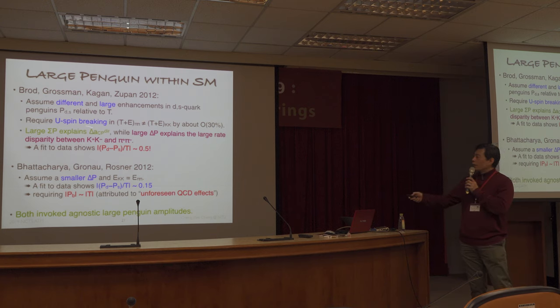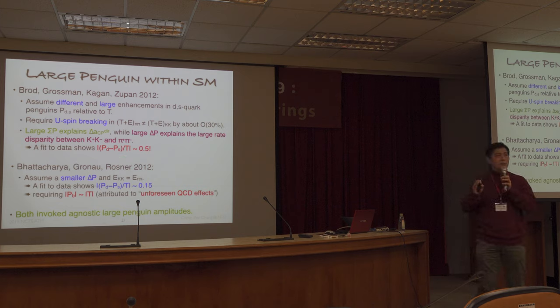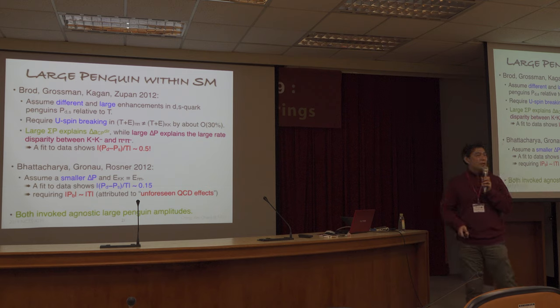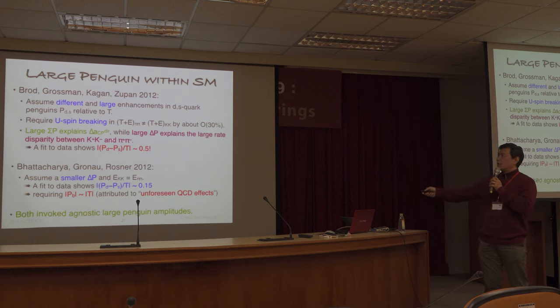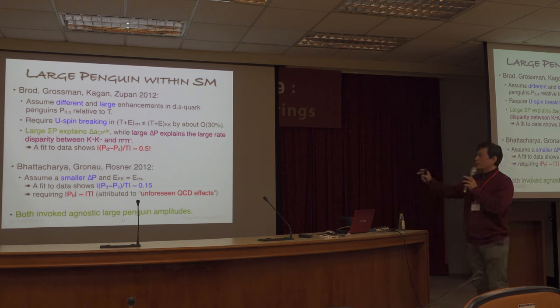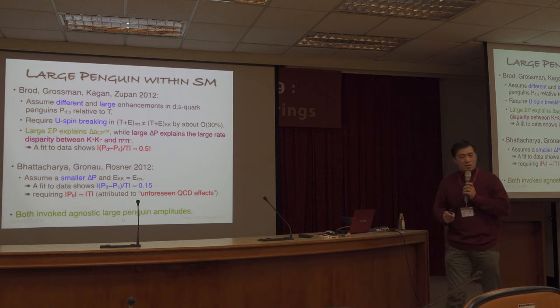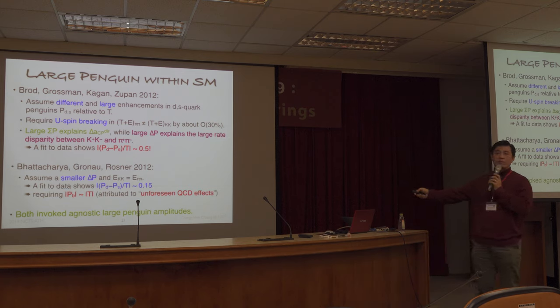The first one was by this group, and they basically say that among the penguin diagrams, different types of penguin diagrams have different magnitudes. So the D type and S type, their difference is almost 50% of the tree diagram. They need two things. One is to explain the rate disparity that I mentioned, that KK somehow is bigger than Pi Pi. And another is large penguin, a sum of penguin diagrams, to explain the CP asymmetry. And this is a bit hard to understand, because that tells you that at least one of them is of the same order as the tree diagram. It's difficult to understand why the one loop contribution is as big as the tree diagram.